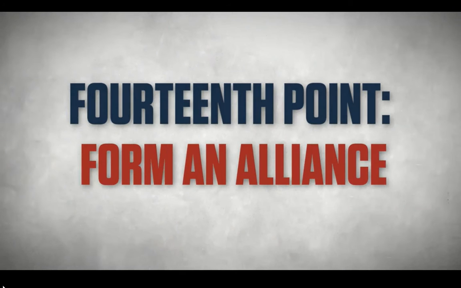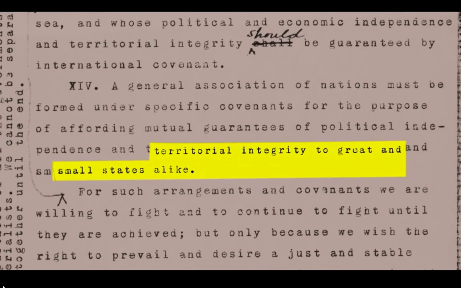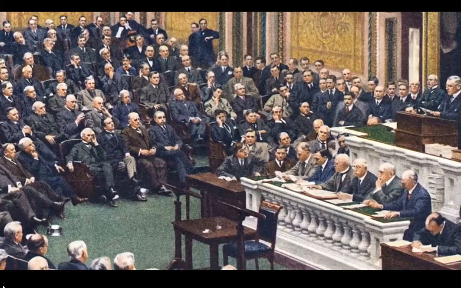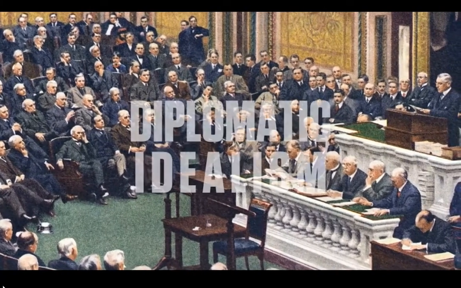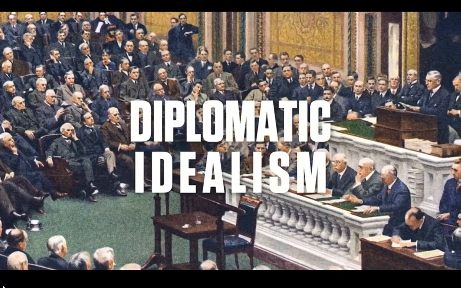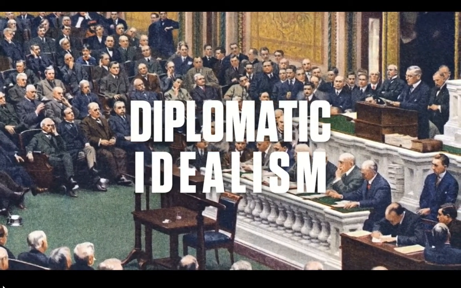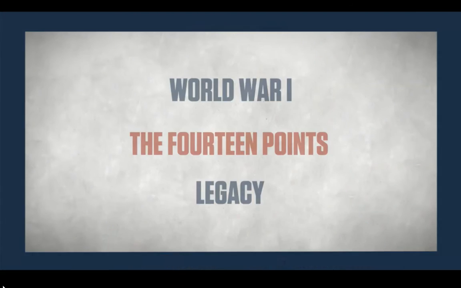The 14th and most influential point proposed that countries form an alliance to guarantee the political independence and territorial integrity of great and small states alike. The 14-point speech reflected a tradition of diplomatic idealism that would come to define Wilson's presidency. But how did that idealism translate into action? Well, most of Wilson's points were never fully realized. But one point in particular would have a big impact on the Treaty of Versailles and the end of World War I.